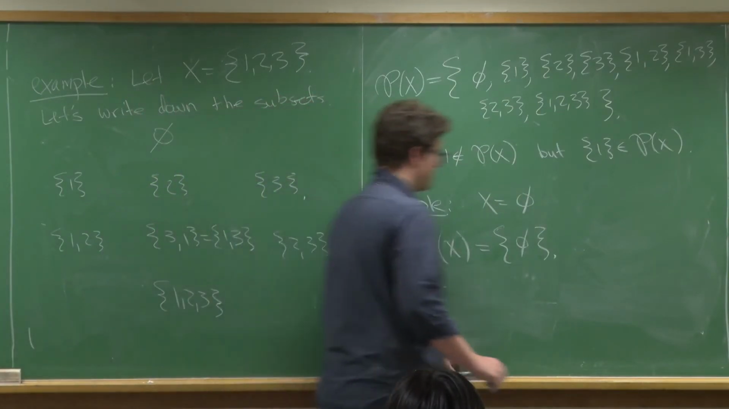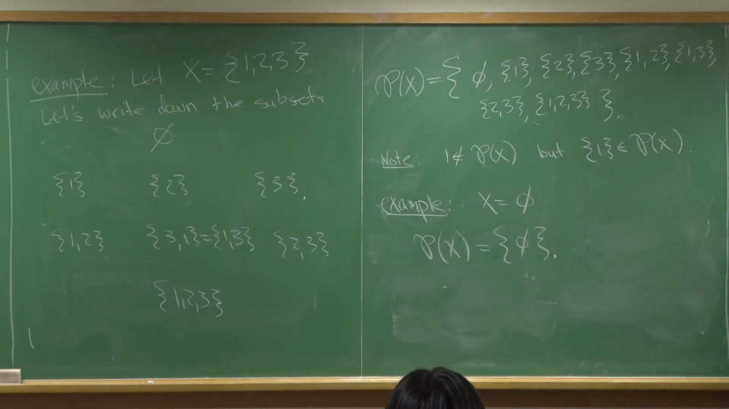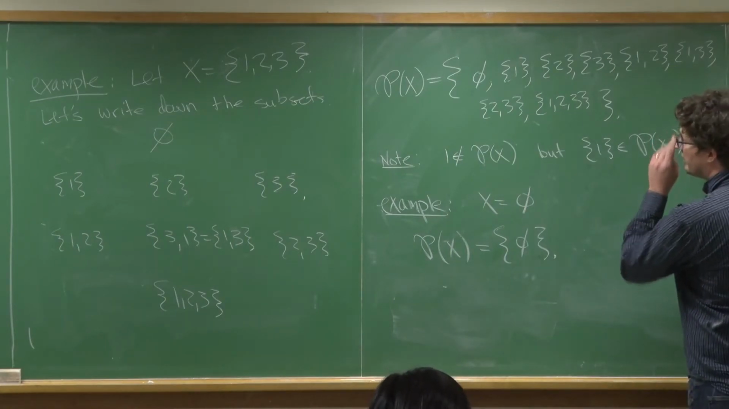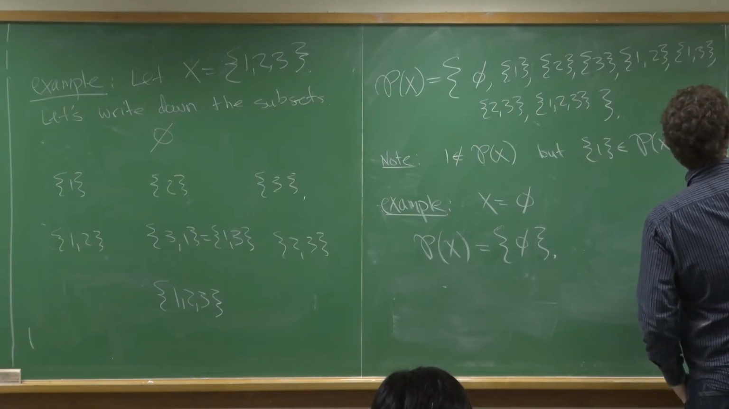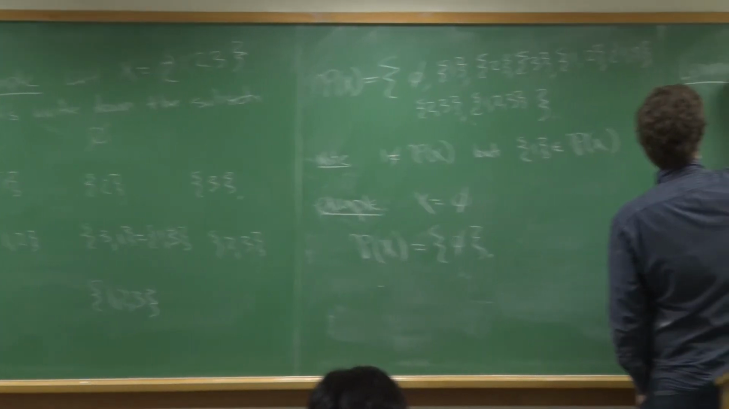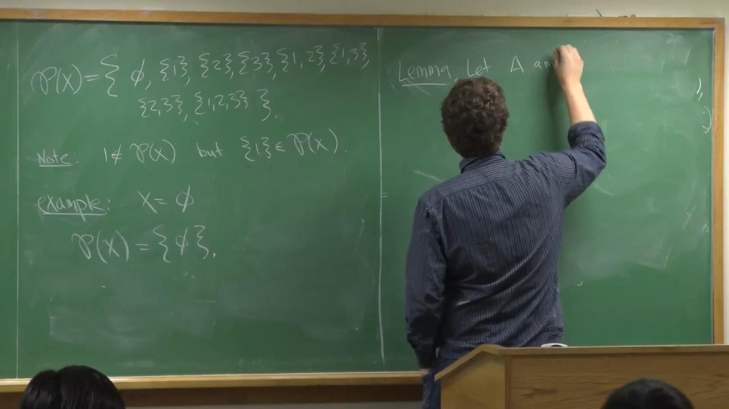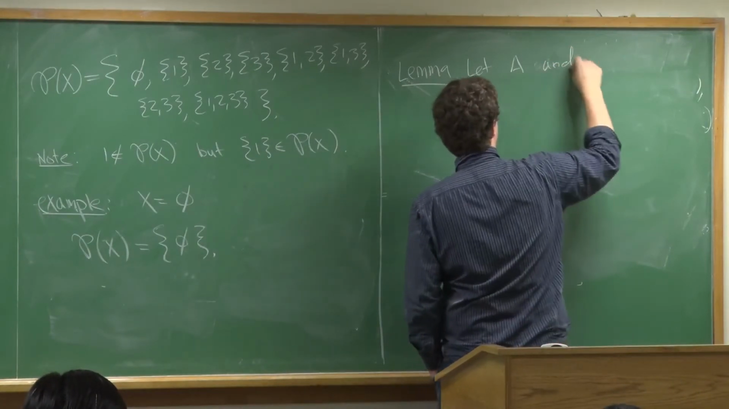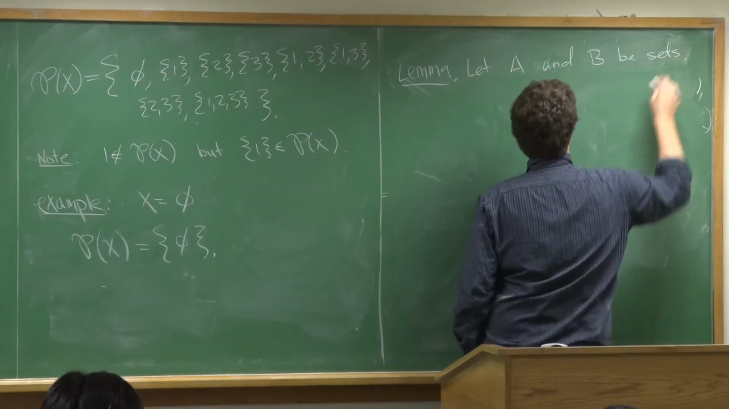All right. Okay, so let me do a proof here. Let's do a proposition about the power sets. So you can do propositions about the power sets, like if A is a subset of B. So here's a proposition or lemma. Okay, so let A and B be sets.